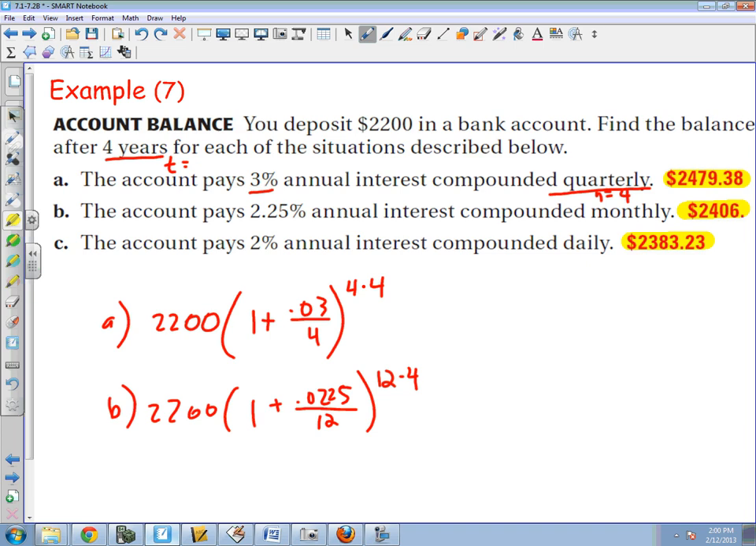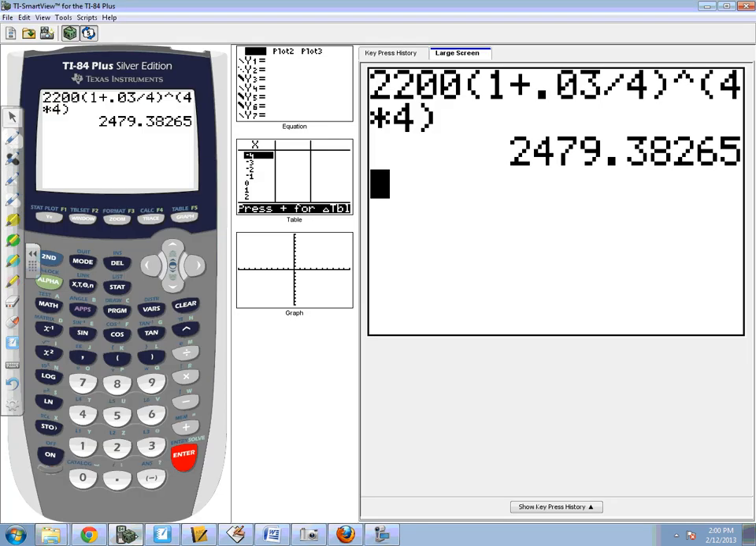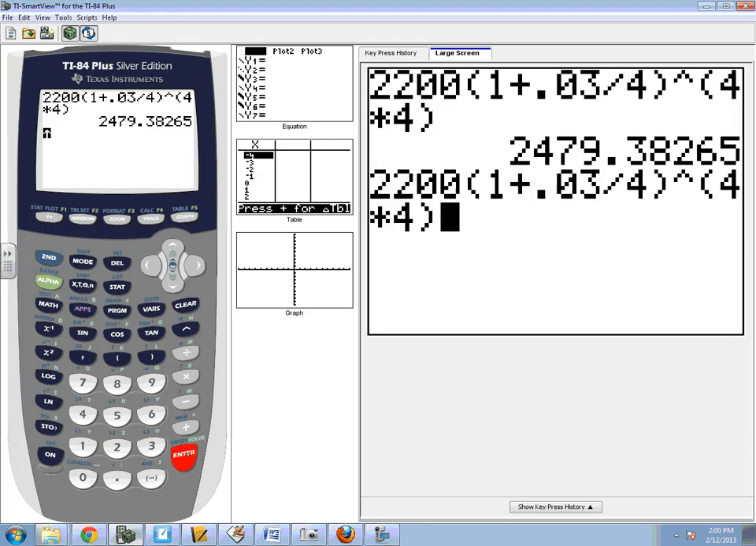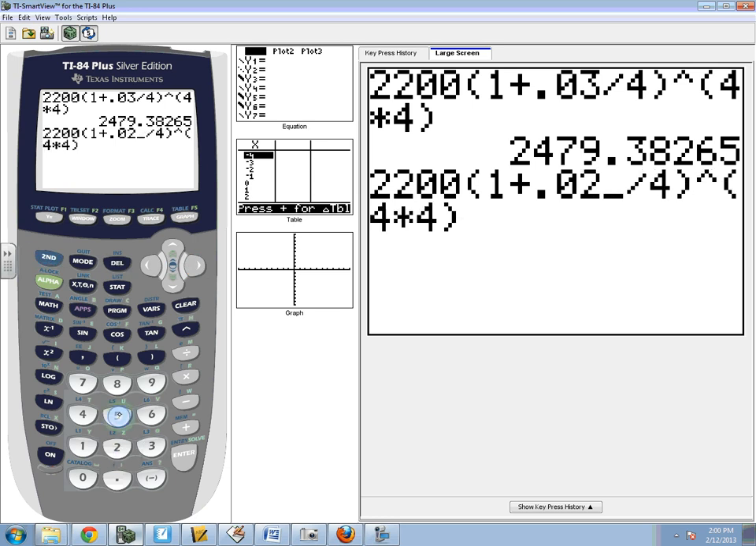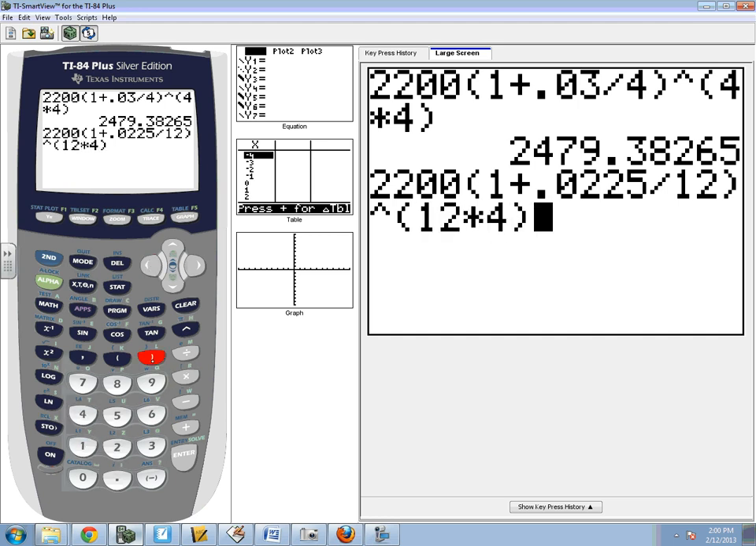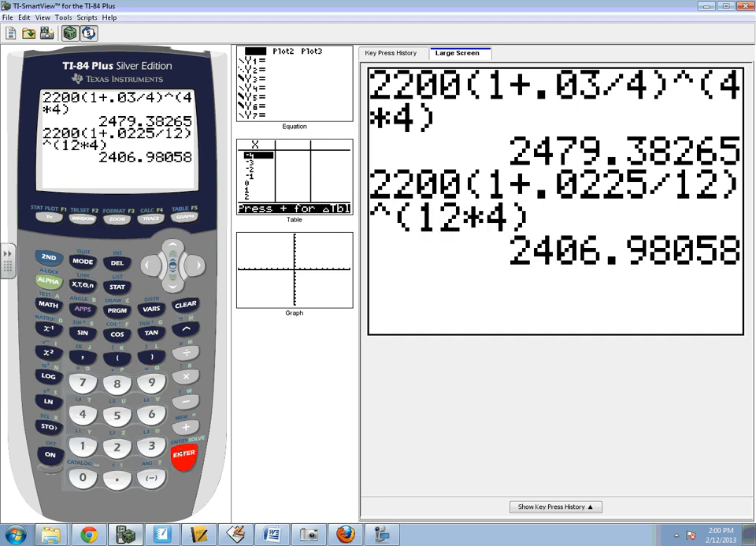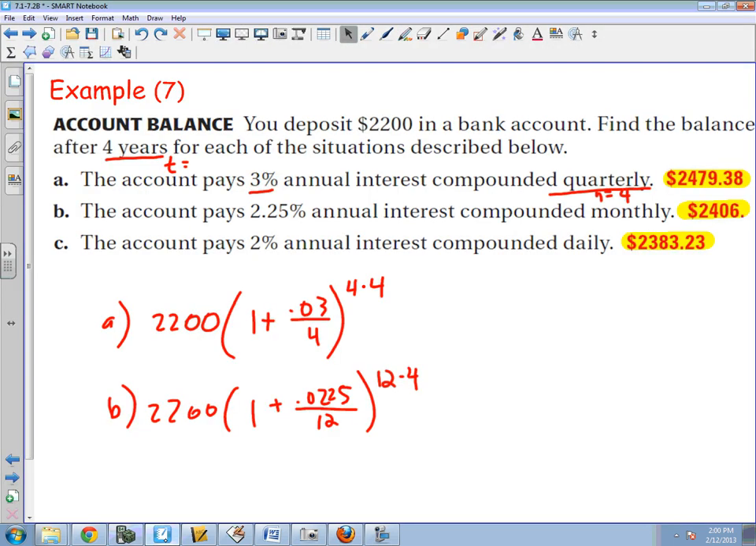And you're like, well, if I'm taking it to the 12, you can do this real easily in your calculator. If you just hit second, enter, I just need to change the rate and the n. So the rate was 0.0225, so I'm going to insert .0225, and I'm going to insert 12. Now it's not going to be to the 4 times 4, but n is 12 times 4, in parentheses. So now you're going to see where you get that 2406 from. So 2406.98.